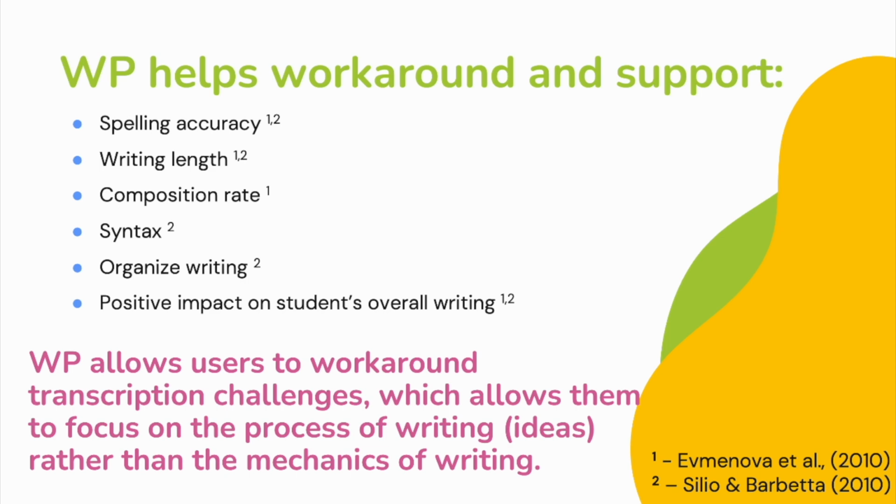So, word prediction helps individuals work around and support, according to the study I talked about earlier, Ivanova et al. 2010, as they were looking at 3 different word prediction programs. They looked at students' writing, they looked at length, spelling accuracy, composition rate on 6 students with learning disabilities with writing and spelling deficits. And these authors found that regardless of the word prediction program, it improved student spelling accuracy, and for some students, they also made gains in total number of words and composition rate.